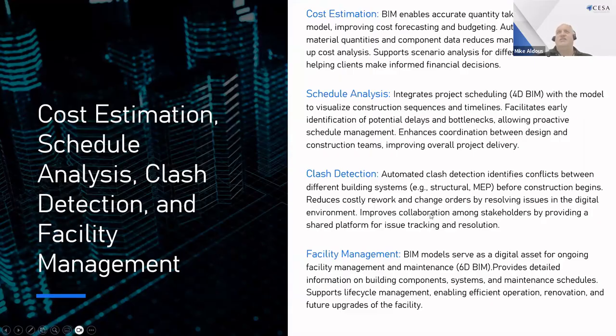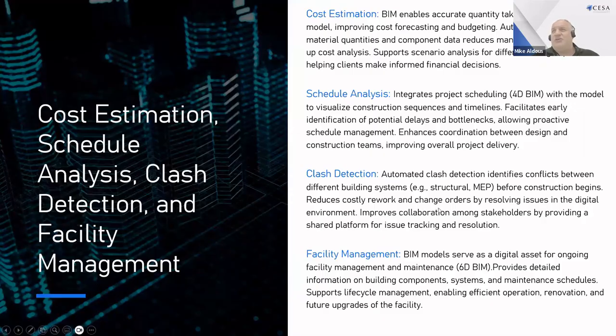Clash detection. So automated clash detection identifies conflicts between different building systems, and everyone's favorite is the structural MEP. So the engineer wants a meter deep beam, the MEP consultant wants to put an 800 millimeter duct through the 1 meter deep beam, and this is generally where the early structural and MEP and even electrical to some extent coordination pays huge dividends from a project delivery perspective. So reducing cost of rework and change orders by resolving issues in the digital environment rather than having to stand on site with your pencil trying to sketch out a site instruction.